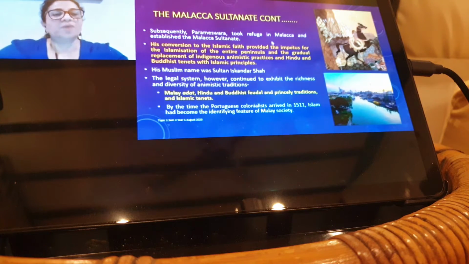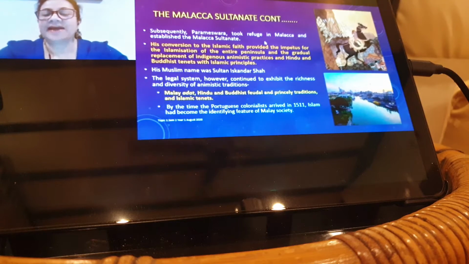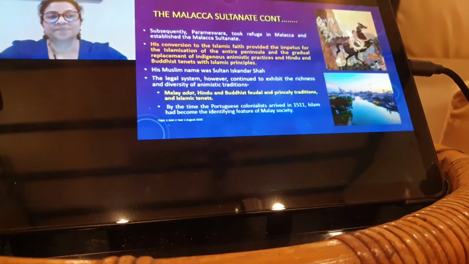From Temasek, Parameswara then took refuge in Malacca and established the Malacca Sultanate. Subsequently, he converted to Islam, and he took the name of Sultan Iskandar Shah.